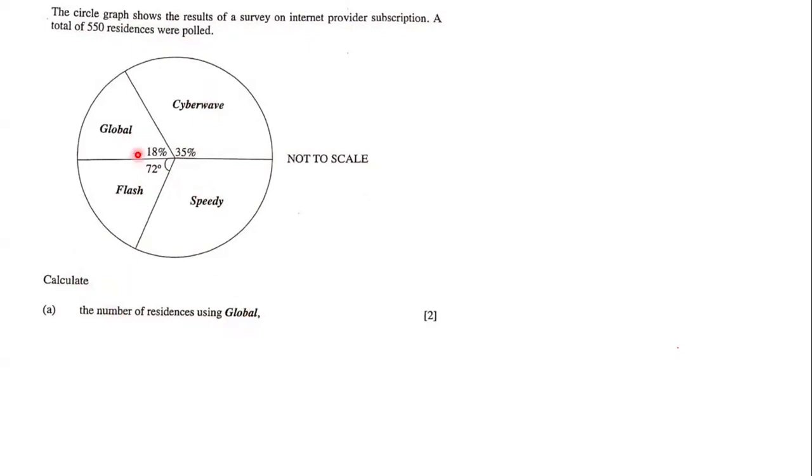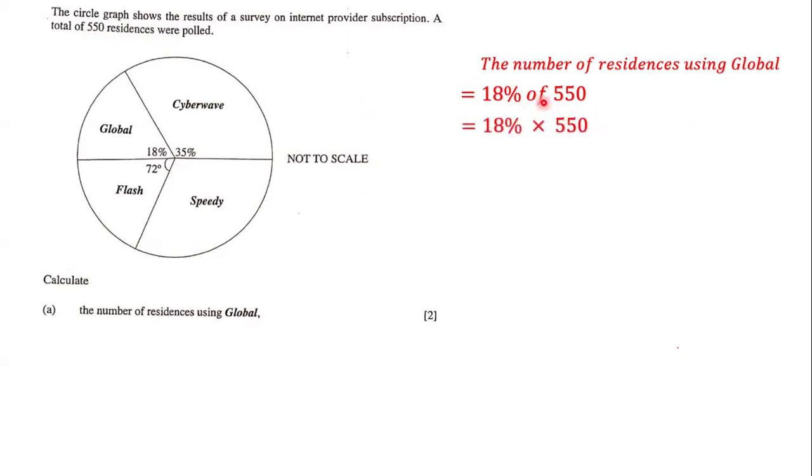And so here we have Global, and Global is 18%. 18% of what? 18% of 550 residences. And so the number of residences using Global is equal to 18% of 550, because there are a total of 550 residences that were polled. And so 18% of means to multiply. So we have 18% multiplied by 550.